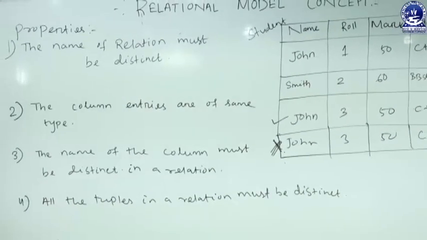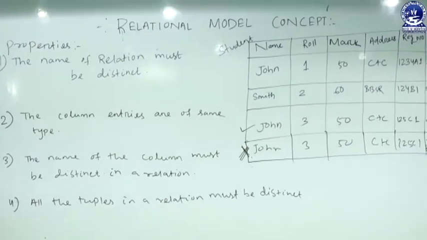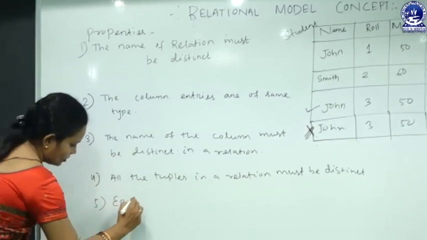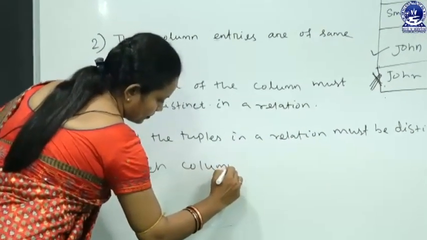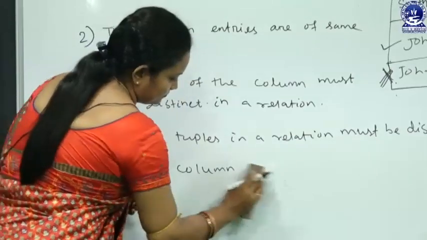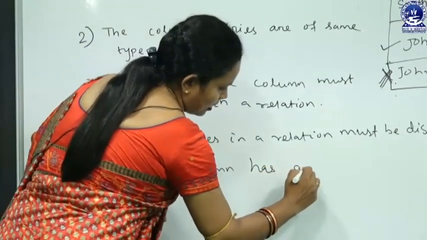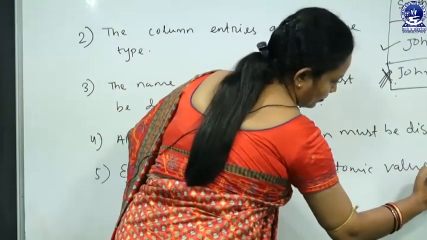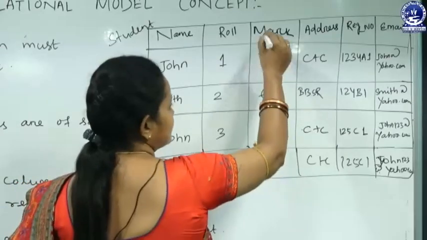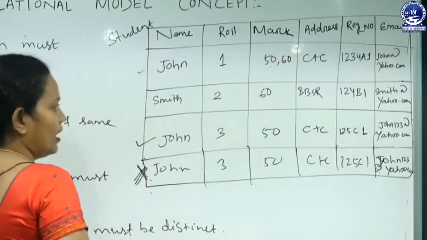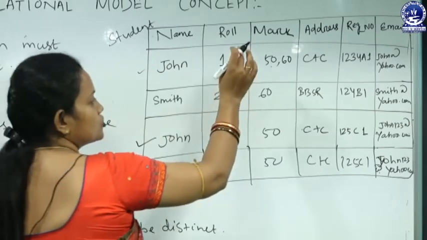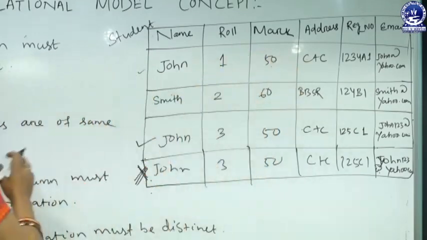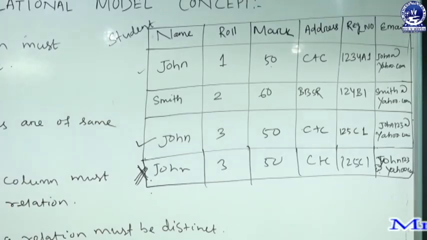Then the last property: each column has an atomic value. That means this column must contain a single value for all the tuples. So either you place 50 or 60. So this is all about the properties of the relational model.